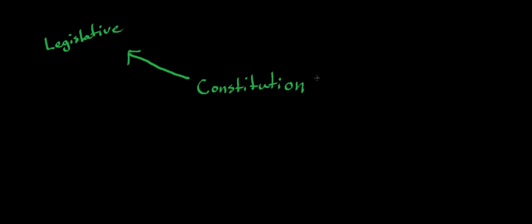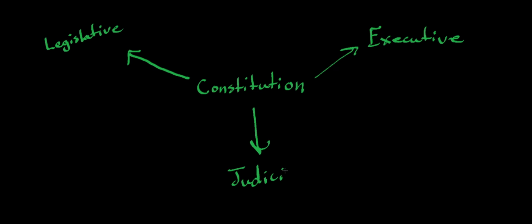And so the United States government has a constitution which structures the government and divides the powers between three branches: the legislative, the executive, and the judicial. And this separation of powers means that the legislative branch has the power to make law, the executive branch has the power to enforce law, and the judicial branch has the power to interpret law.